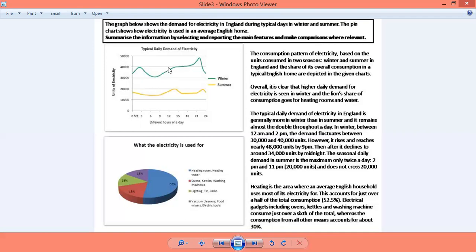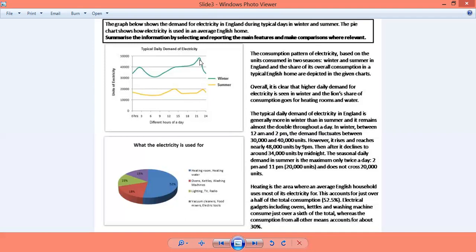Whenever a graph is showing a lot of difference, बहुत ज़्यादा ऊपर नीचे हो रहा है, तो उसके लिए word है fluctuation. Right, the demand fluctuates between 30,000 to 40,000. However, it rises and reaches nearly 48,000 units by 9 p.m. यहाँ पे ऊपर जा रहा है. Right, it is at its peak.